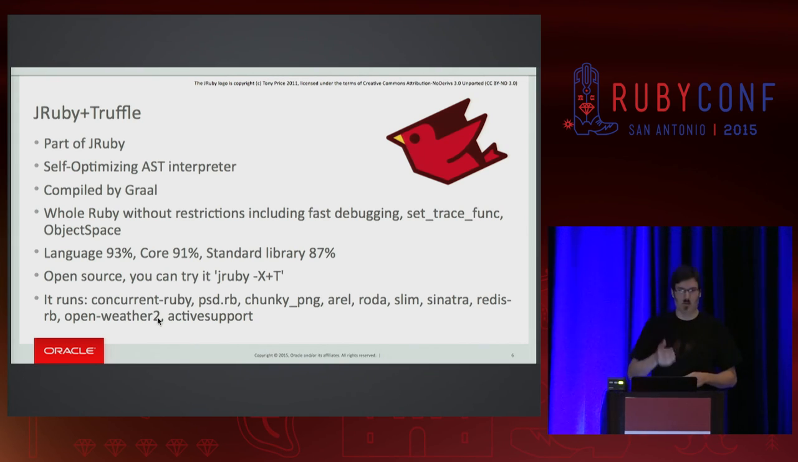JRuby plus Truffle supports the whole of Ruby without any restrictions. We also support the tricky parts like debugging, set_trace_func and ObjectSpace. You also don't need any options to turn them on. They are always on, and they don't have any overhead if you are not using them. We are at about 90% compatibility based on Ruby specs. And as I mentioned, it's part of the same repository as JRuby, so it's also part of the distribution already. So if you add option -X+T, you can already try some micro benchmarks or very small projects. And we already run some of the gems, which are listed at the bottom.